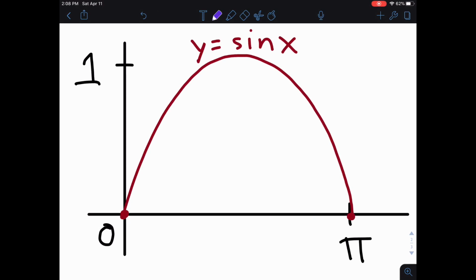So let's talk about what this means. When it says inscribed underneath this arch of the sine curve, what that means is there's going to be a rectangle that's going to look something like this. And I'm going to do my best to draw this rectangle.